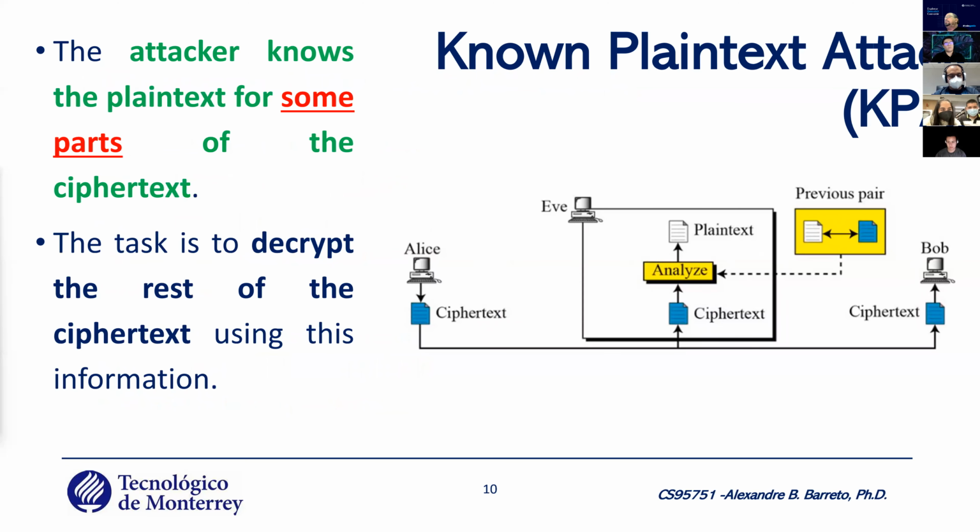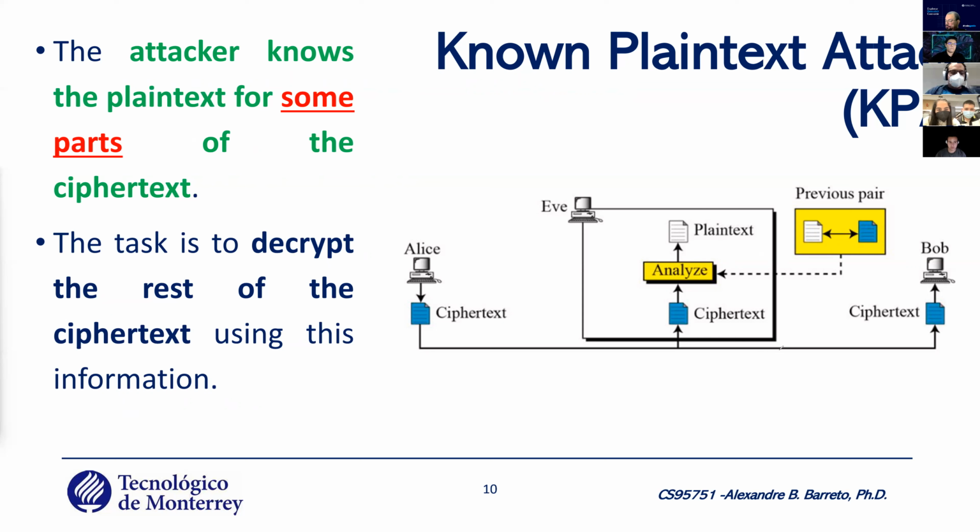So the second attack is where the attackers know the plain text for some parts of the ciphertext. In this type of attack, the attacker has a set of pairs, clear text and ciphertext. It has a part of the clear text and the corresponding ciphertext. And the attacker uses this pair to try to decipher the message.